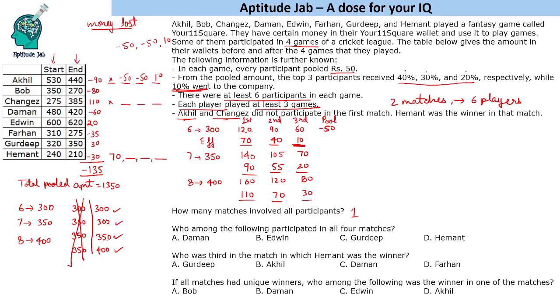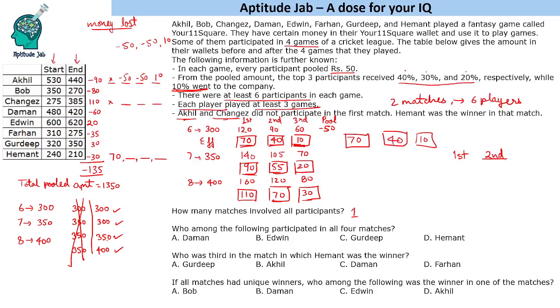Now what we will do is, we will write these numbers and we will knock them off and find out who is the winner in which of the matches. So we have to put these numbers here and find out who can play which match. So again write 70, 40, 10, because that's how we will get who is the winner: first, second, and third in different matches.